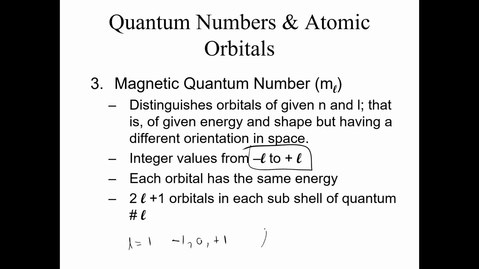And d orbitals for L equal to 2, we know we have 5. So the m sub L, that's the third quantum number, is going to go from minus L to plus L. So it goes from minus 2, minus 1, 0, plus 1, and plus 2. So this could be the x squared minus y squared, or it could be the dz squared, right? So we don't distinguish when we just deal with quantum numbers.